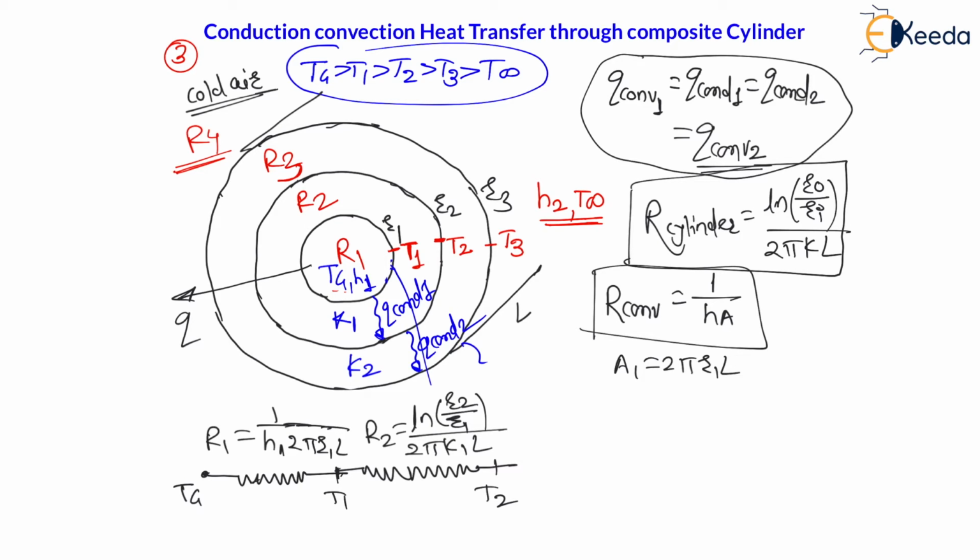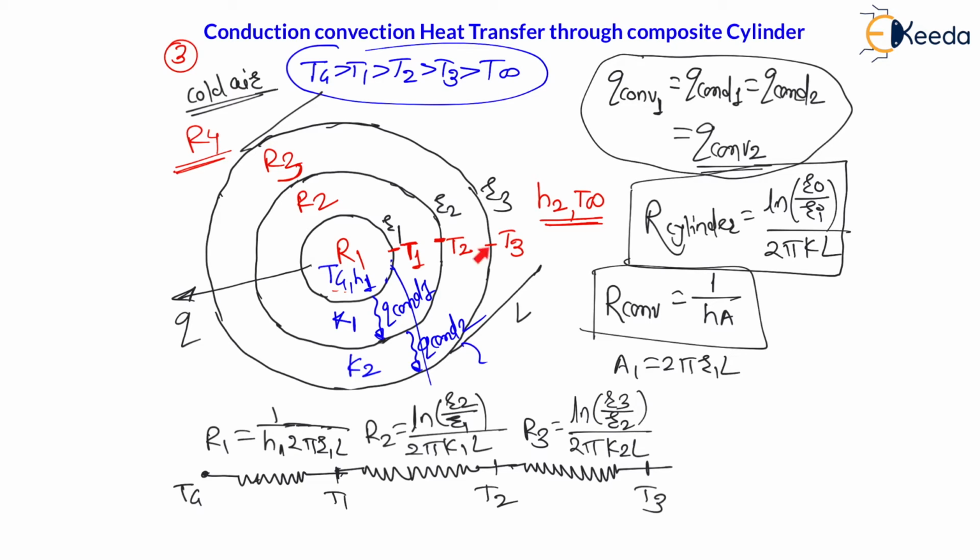Again, between T2 and T3 there is another cylinder, for which there will be the conduction resistance of the second cylinder, R3. This R3 is between radius r3 and radius r2. The outside radius is r3, the inside radius is r2 and the thermal conductivity is K2. Therefore between T2 and T3, R3 is equal to ln of r3 divided by r2, divided by 2 pi K2 L.